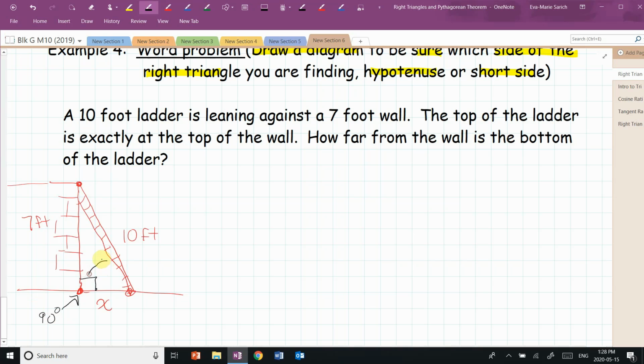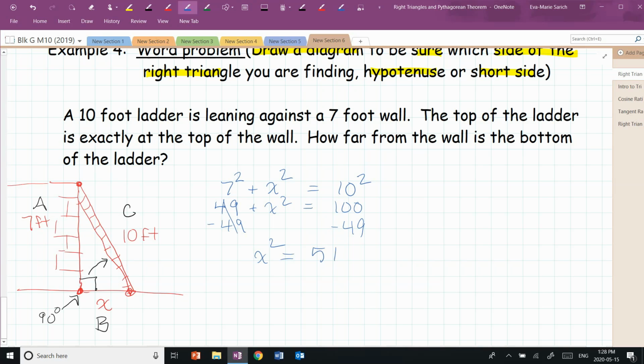So that means that opposite of that is going to be our hypotenuse. So this is going to be side C. So one is A and one is B, doesn't matter. When we substitute that into our formula now, A is 7, so we're going to have A squared, which is 7 squared. B is x, so plus x squared is going to equal C, which is 10 squared. Next, square the numbers, so that's 7 times 7, which is 49, plus x squared is equal to 10 times 10, which is 100. Now you're going to subtract 49 from both sides, and you get x squared is equal to 51.